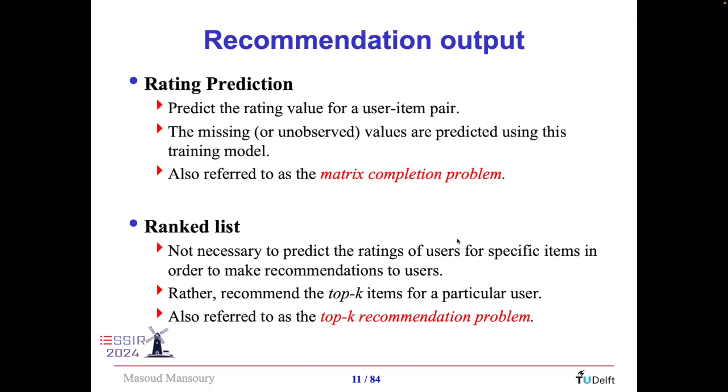The second one is the ranked list, which is also maybe more popular in the research community. The ranked list refers to the fact that we build a recommendation model where it doesn't matter what the rating for a target user on a target item would be. Here, we only predict the score, and then we rank the predicted score for each item, and then we return the ranked list for the target user. This task is also known as the top K recommendation problem.